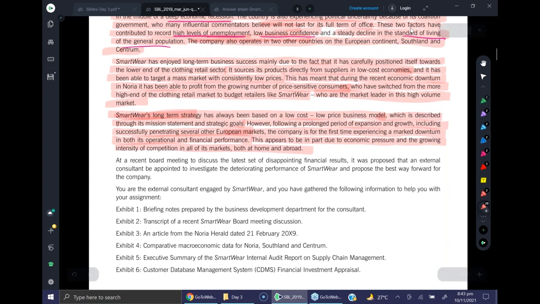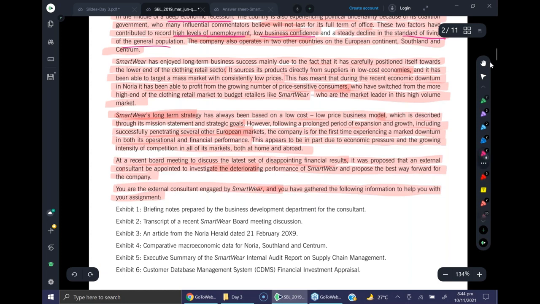At a recent board meeting to discuss the latest set of disappointing financial results, it was proposed that an external consultant be appointed to investigate the deteriorating performance of SmartWear and propose the best way forward to the company. You are the external consultant engaged by SmartWear, and you have gathered the following information to help you with your assignment. So again, here is your role throughout the case study.